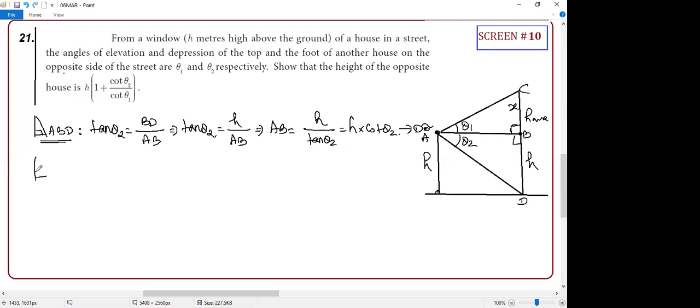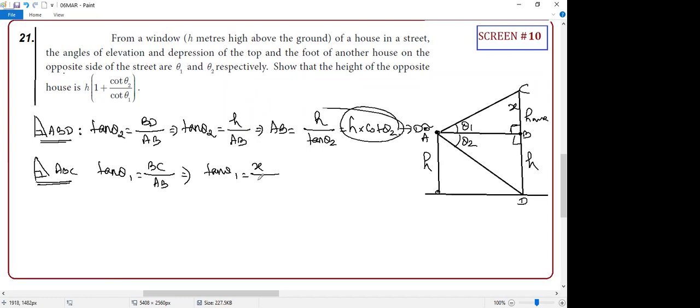Now the second triangle. What is that second triangle? ABC. What is tan theta 1? Opposite side is BC. Adjacent side is AB. So now tell me tan theta 1. BC is X. AB is this, H cot theta 2. Right or not? Guys, tell me now, X equals what?